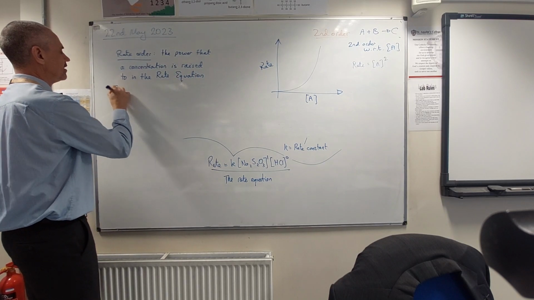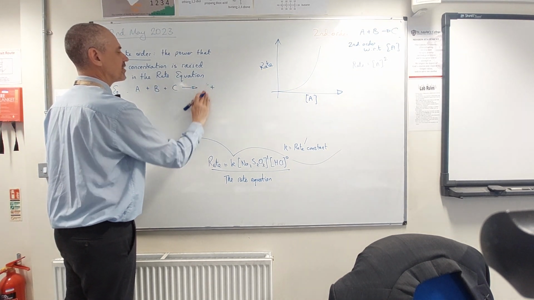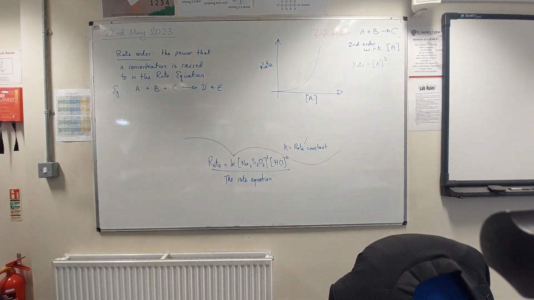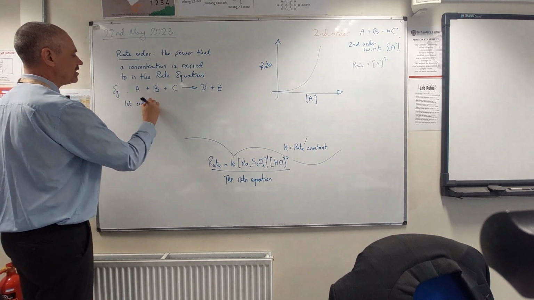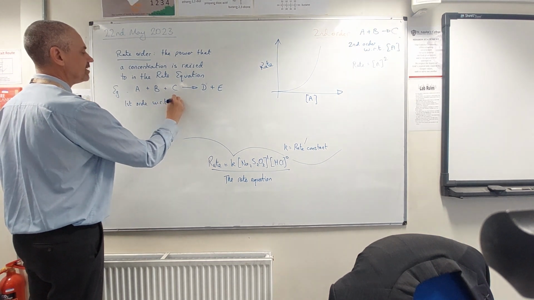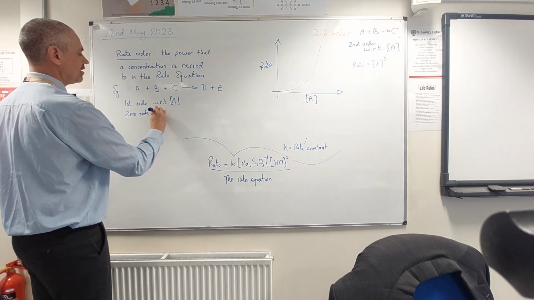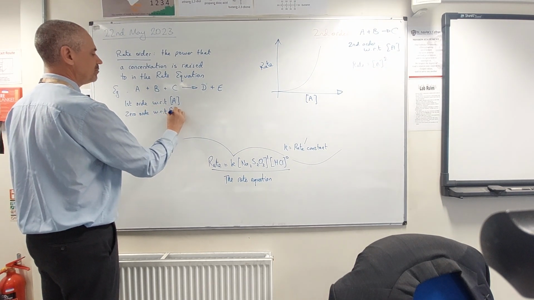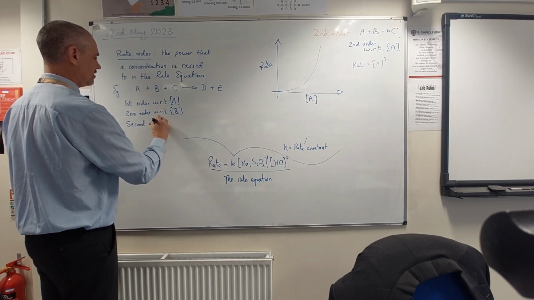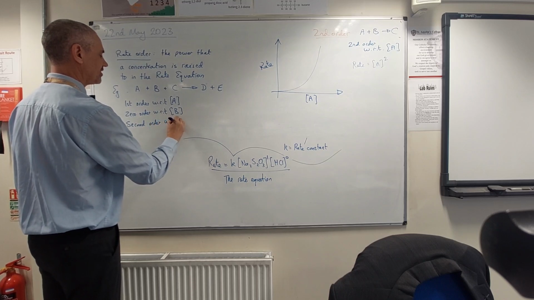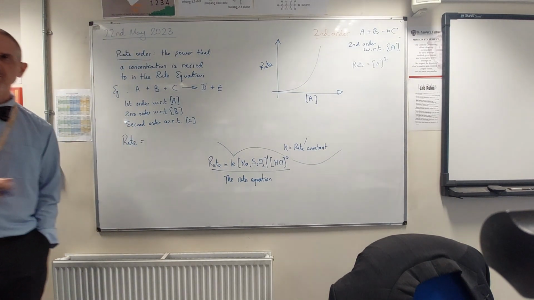Let's say our reaction is first order with respect to A and zero order with respect to B and second order with respect to C. Could you write me the rate equation, please?